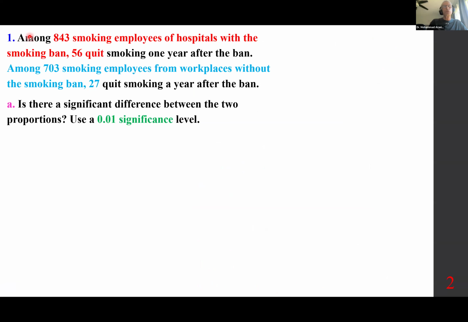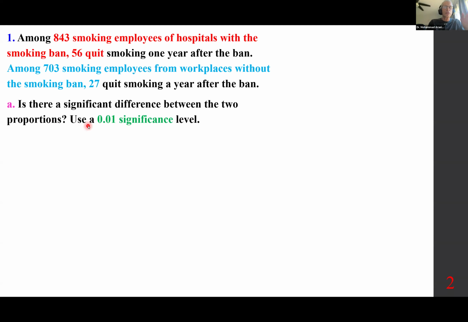Among 843 smoking employees of hospitals with the smoking ban, 56 quit smoking 1 year after the ban. Among 703 smoking employees from workplaces without the smoking ban, 27 quit smoking a year after the ban. Is there a significant difference between the two proportions? Use a 0.01 significance level.